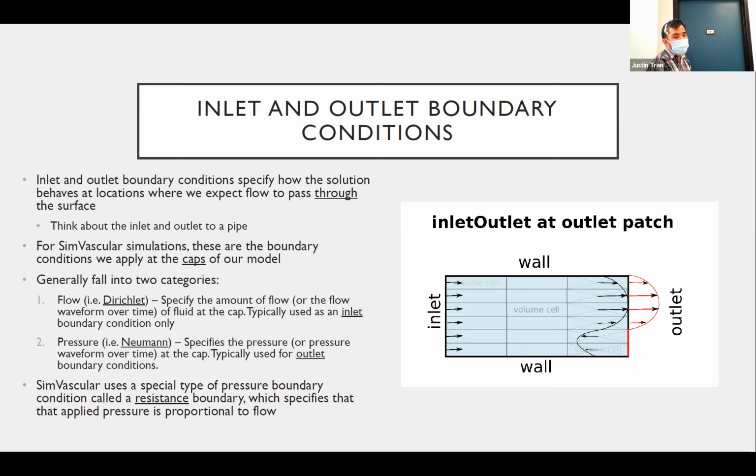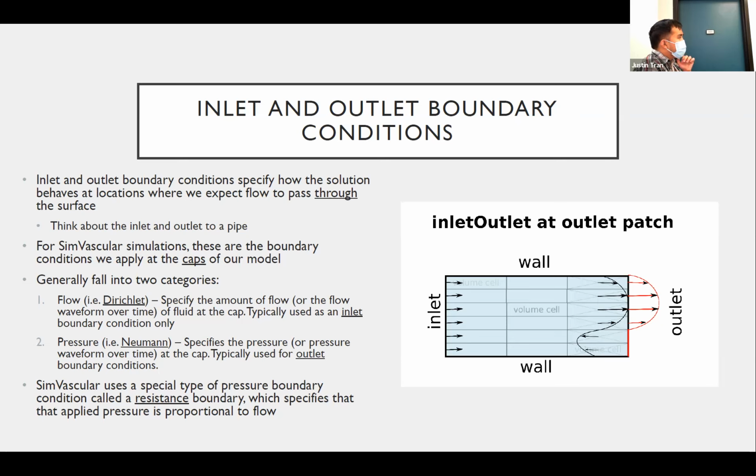Besides that, we also have pressure type boundary conditions. These are typically your outlet boundary conditions. We know pressure is also a big part of the cardiovascular system as well. And so the way that we can specify that on our models is as pressure type boundary conditions, which are typically used as outlets.